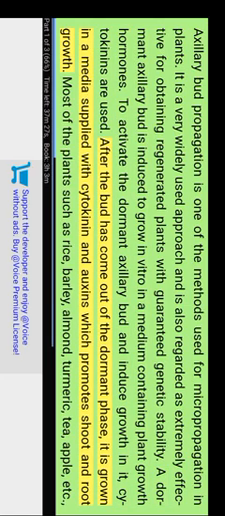After the bud has come out of the dormant phase, it is grown in a media supplied with cytokinin and auxins, which promote shoot and root growth. Most of the plants such as rice, barley, almond, turmeric, tea, apple, etc. are grown using this technique. This technique is very simple and reliable for clonal propagation. It is adopted for micropropagating plants on a larger scale.